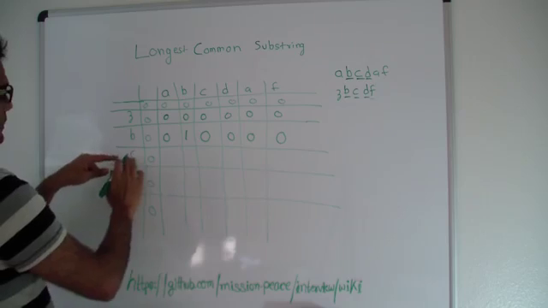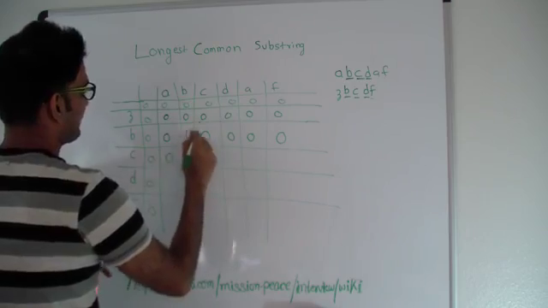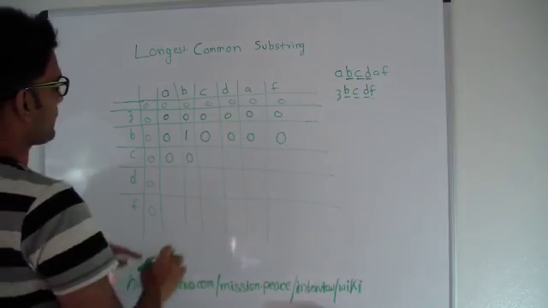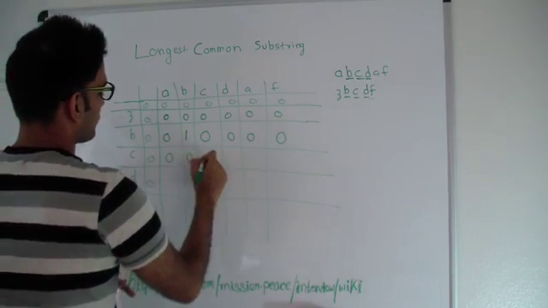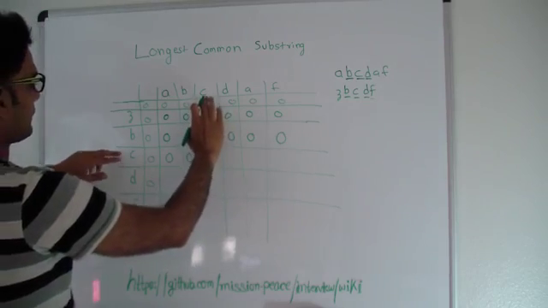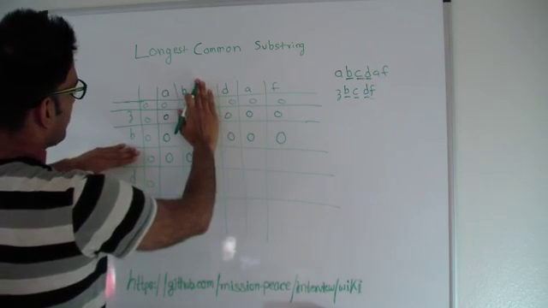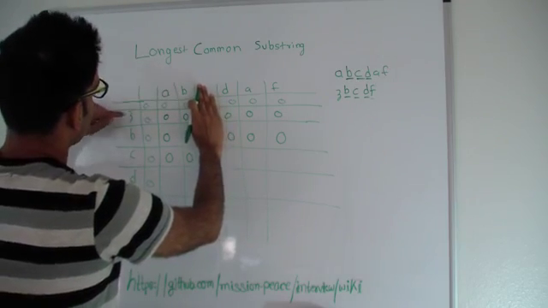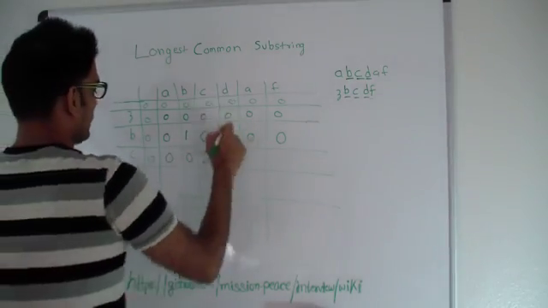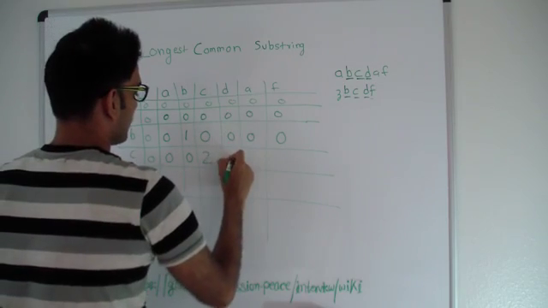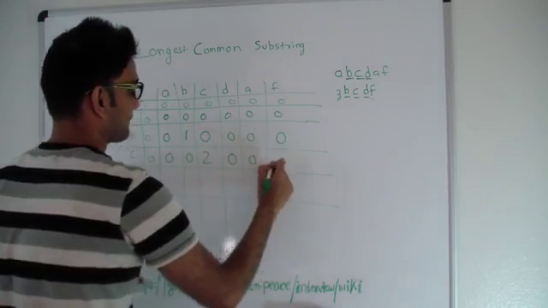Let's move to this row. Again, A and C are not same, so 0. B and C are not same, so 0. Here C and C are same, so the longest common substring between Z, B, C and A, B, C is 1 plus what is diagonally across, so 2. Again, we remove C from the picture, because C is already contributing 1, then we look at the longest common substring between A, B and Z, B, and that is 1, so that 1 plus this 1, so that's 2. Then D and C are different, so 0. A and C are different, so 0. F and C are different, so 0.